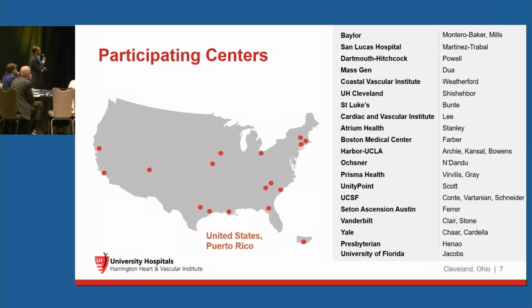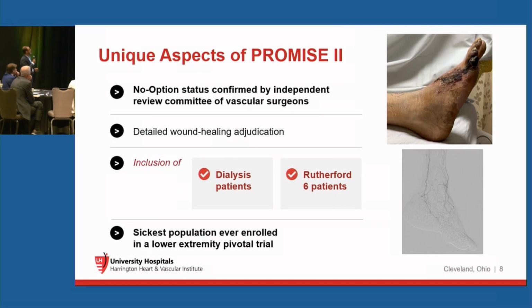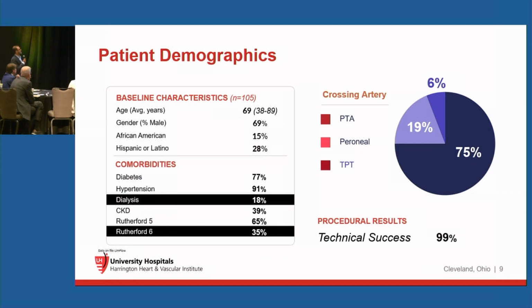And then secondary endpoints. These were all the sites, and as I said, again, we included dialysis patients and Rutherford 6. These are the baseline characteristics. About 69% were male, and this is something we are very proud of. When we do randomized clinical trials, we can't enroll patients from lower socioeconomic status, African Americans, Hispanics. In this trial, almost half of our patients were Hispanics and African Americans.